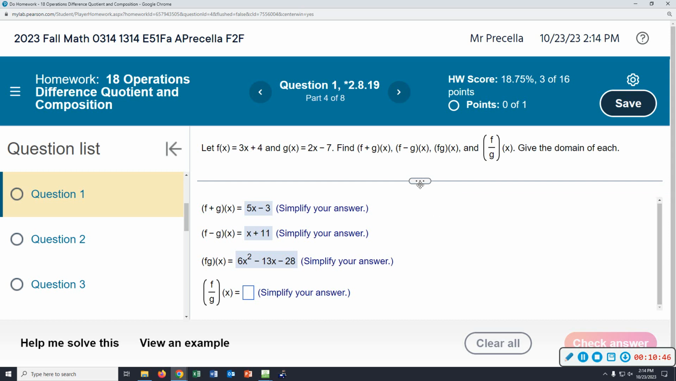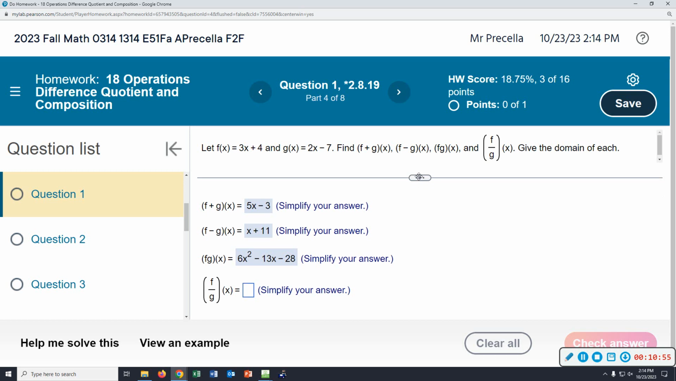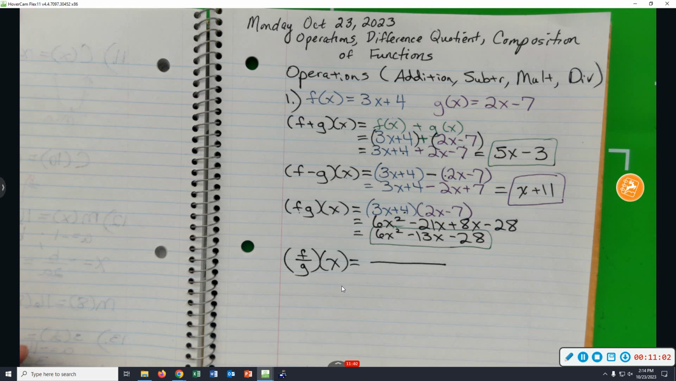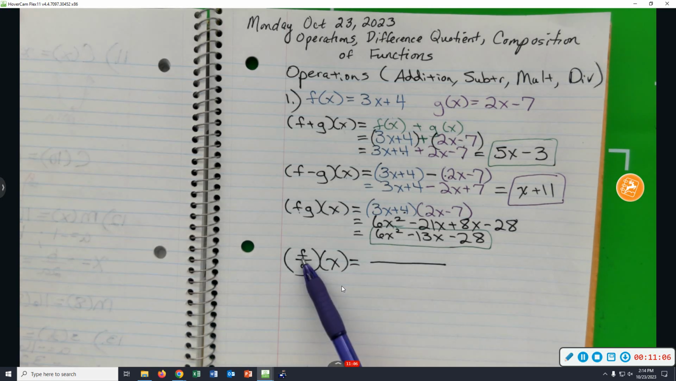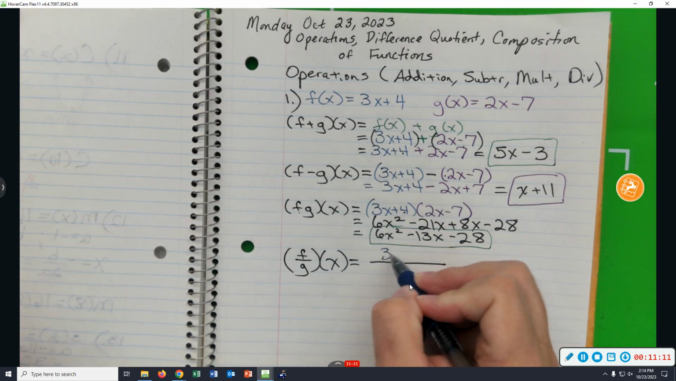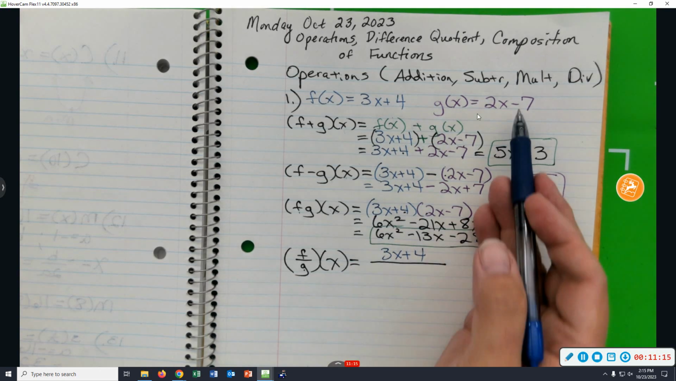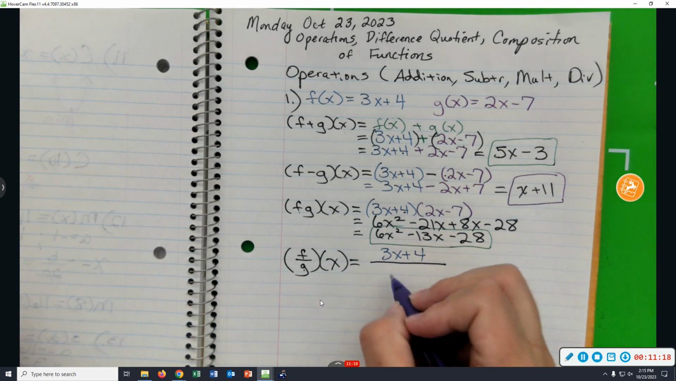And finally, look at this. They're denoting division by means of a fraction. Division's always the hardest. Generally, don't you think most people would think that division is the hardest operation? So get ready for this doozy. This says, take f of x, which is 3x plus 4, and divide it by g of x, 2x minus 7.